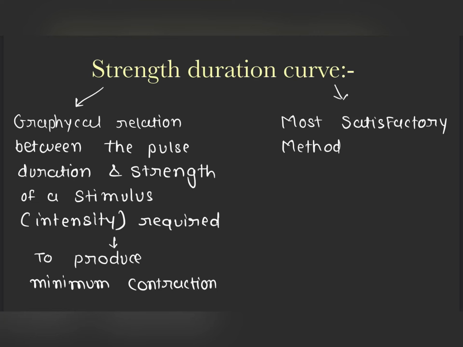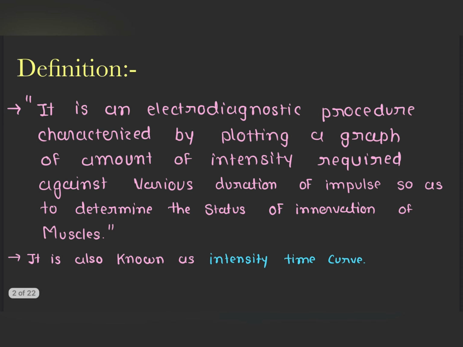Strength duration curve: a graphical relation between the pulse duration and the strength of a stimulus required to produce minimum contraction. It's the most satisfactory method. Definition of an SD curve.